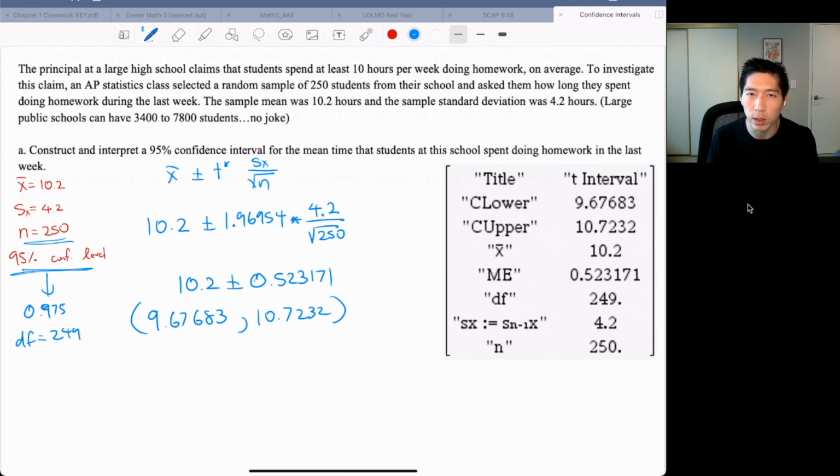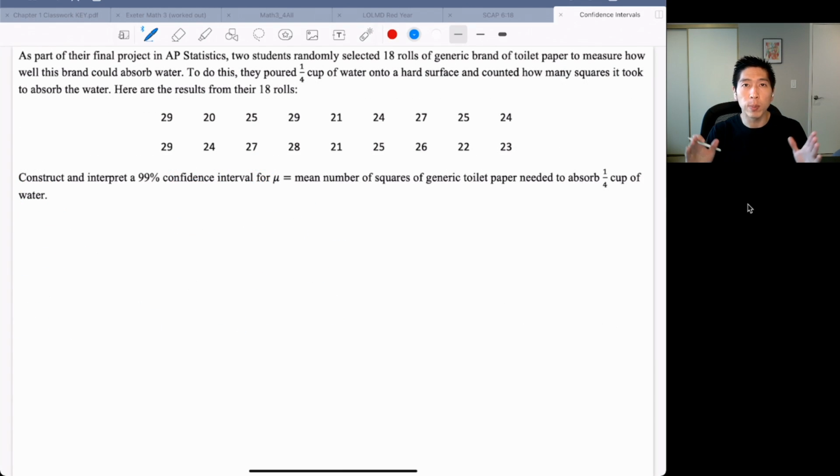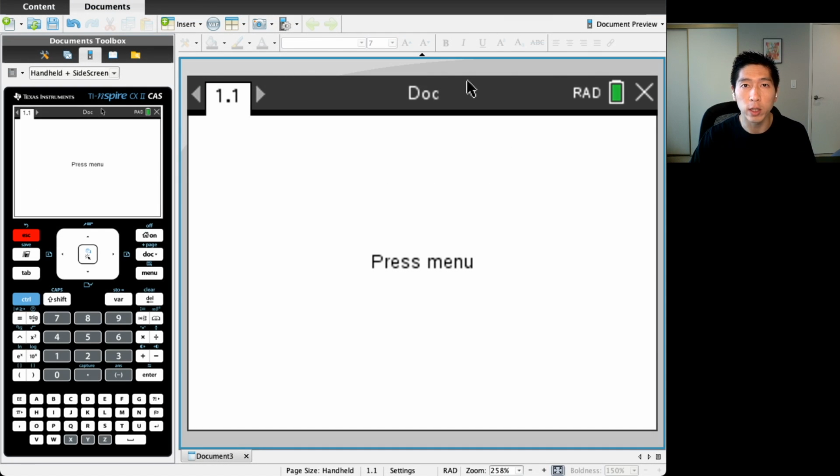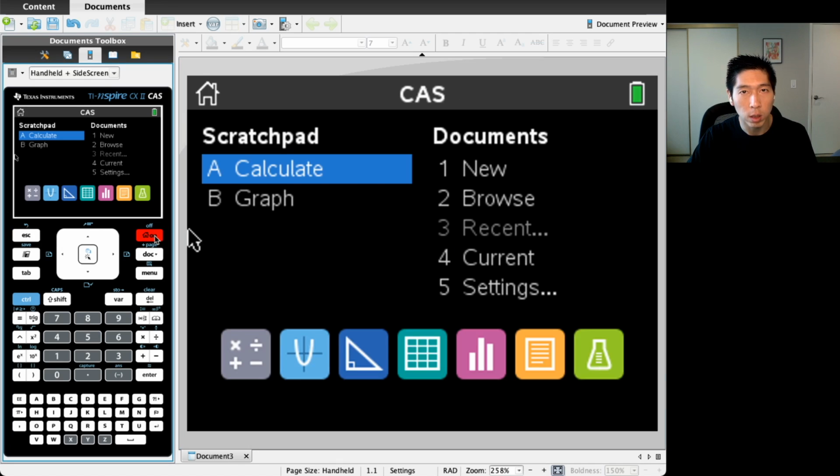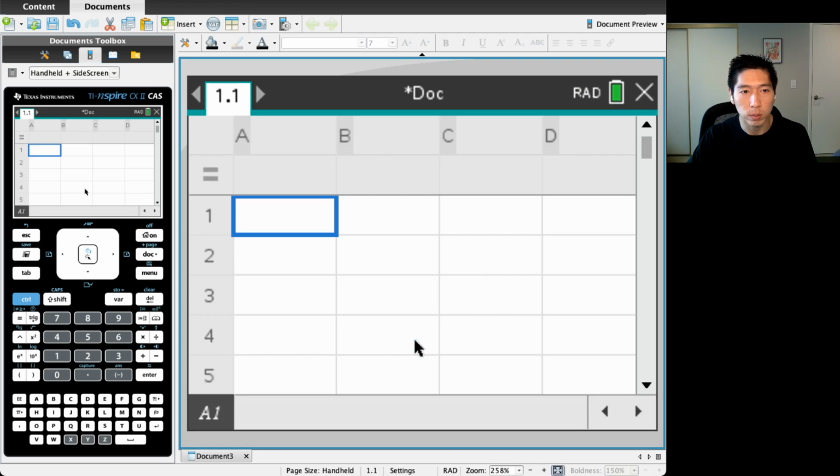Now let's try it with data. So sometimes you might be given a lot of data like this, and you're going to have to input it to get the statistics and get the confidence interval. But we could do this all in one step as well. So let's first go to our calculator and type the data in. Since we're working with the raw data, we're going to have to put this into a spreadsheet. You can go to the Home button, select the spreadsheet.